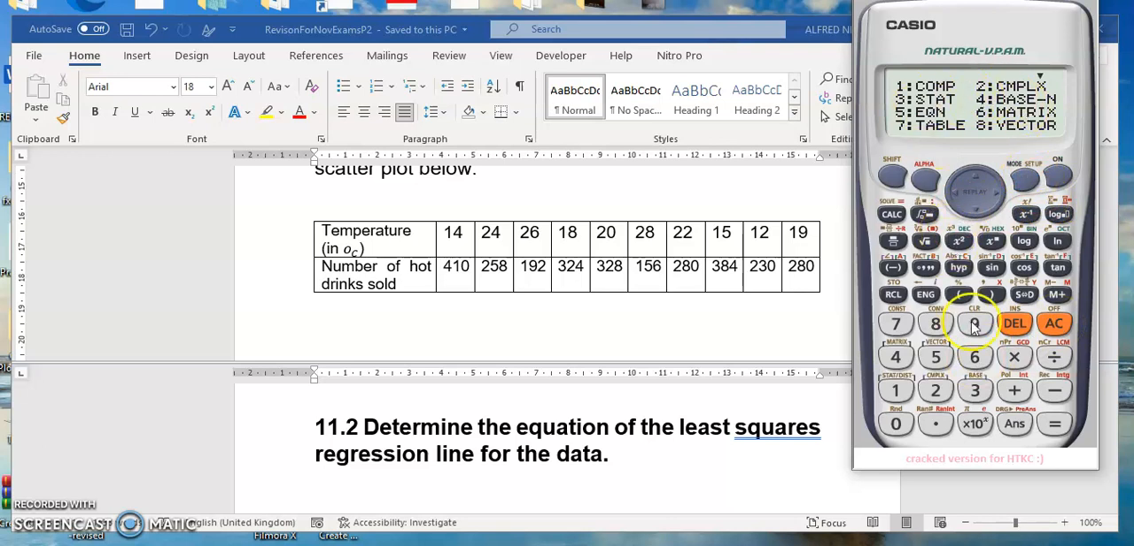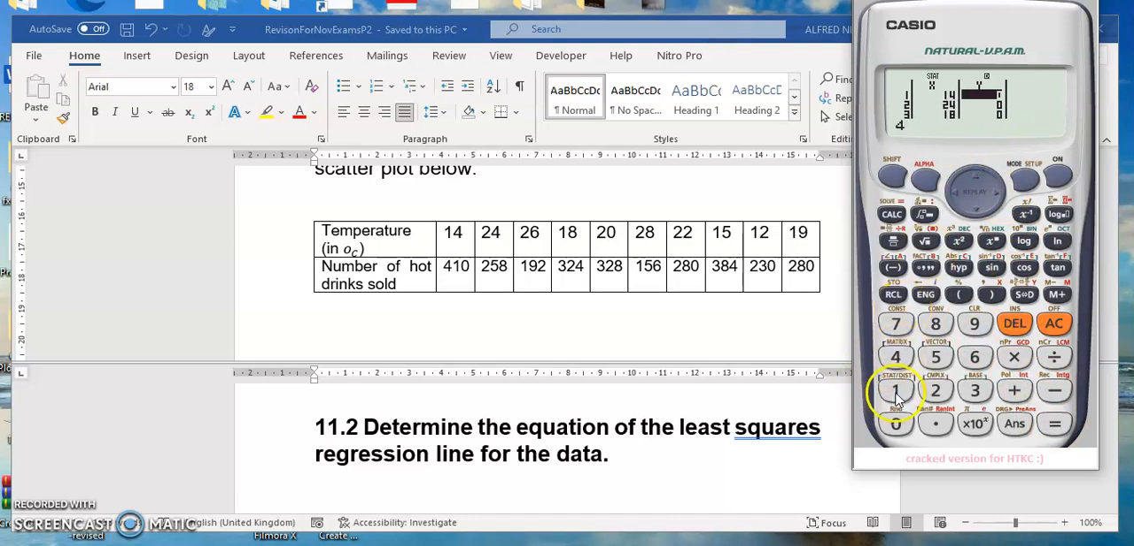So here I have my start. Then I move to 2. Then I'm going to do my 14, 24, 18, 20, 28, 22, 15, 12, and 19. Then let me move my cursor back to 1.